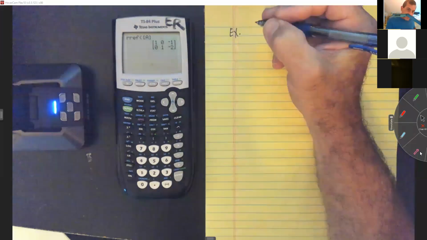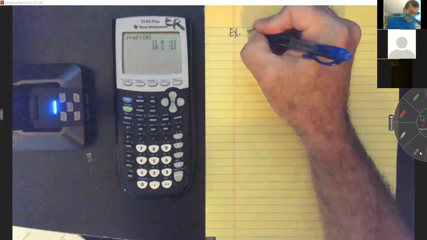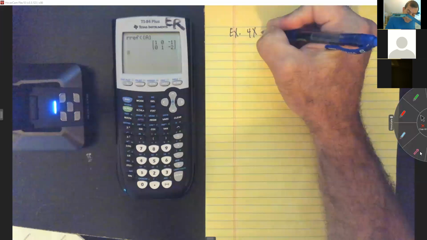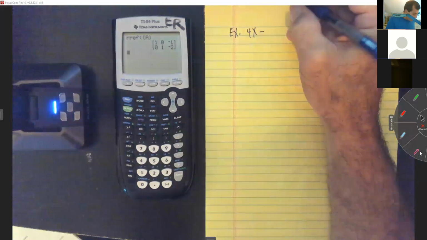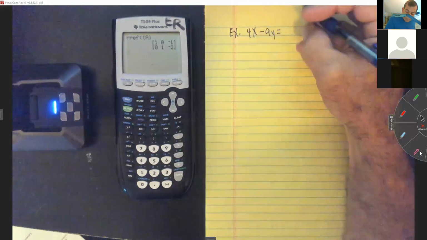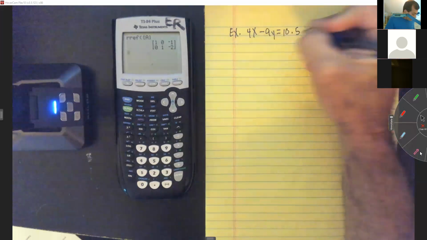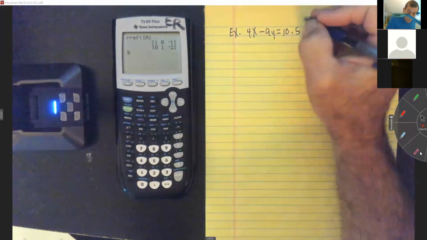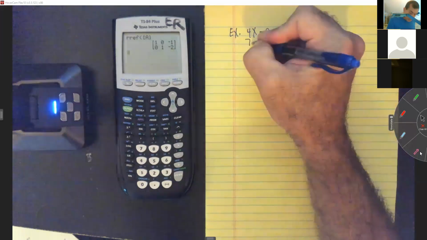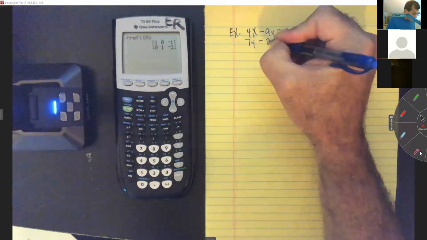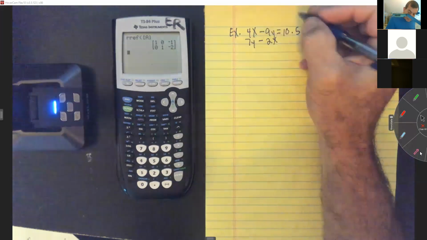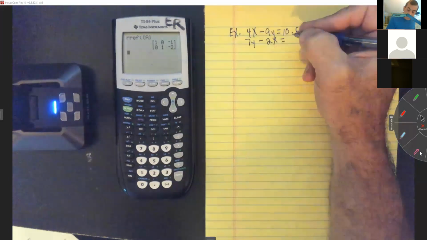All right, so I'm going to do a tricky one here. I got 4x minus 9y equals 10.5. Then I got 7y minus 2x equals negative 6.5.